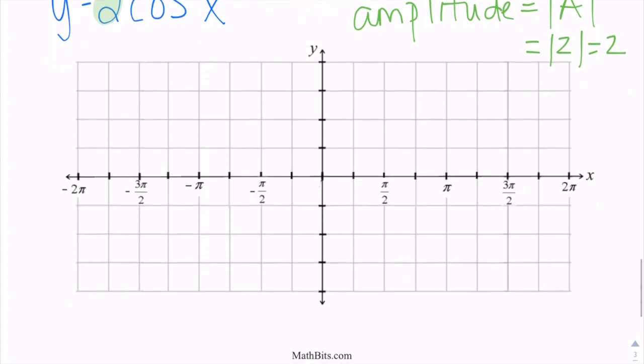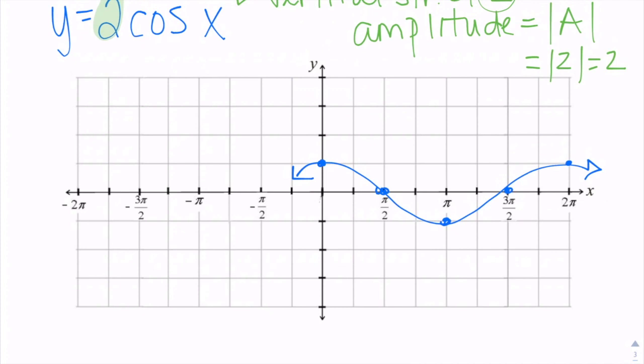So if I start with just our parent function, that means our maximum points are now actually going to be up at 2 instead of at 1. Our midline points do not get affected by this, and our minimum point is going to be at negative 2 instead of negative 1. So now we can connect this like so, and we have our graph.